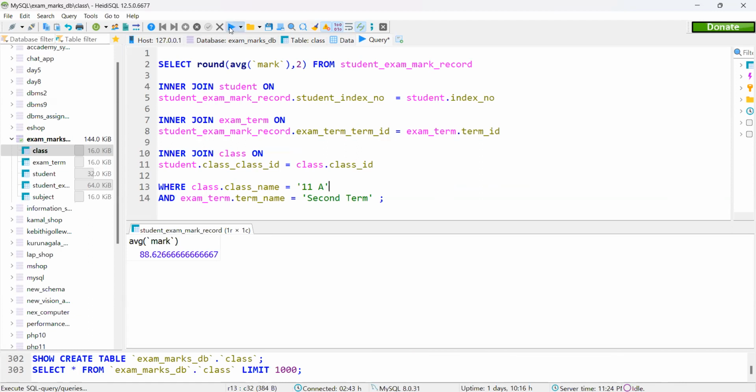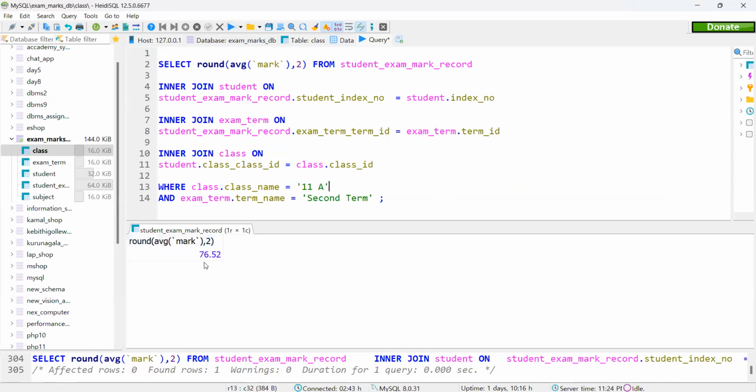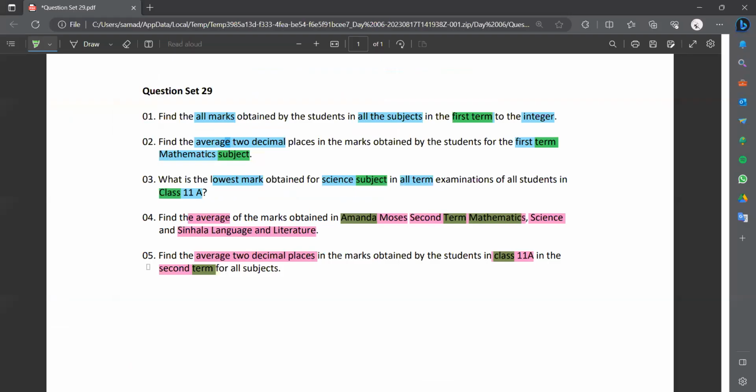Let's execute that one, and we got our result in two decimal places, 76.52 in second term, and in 11A class students, that average mark. That's how we queried all those questions, and thank you.